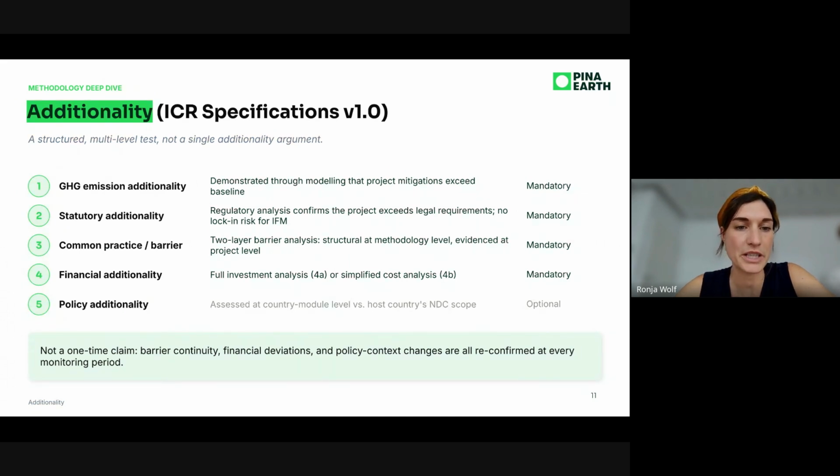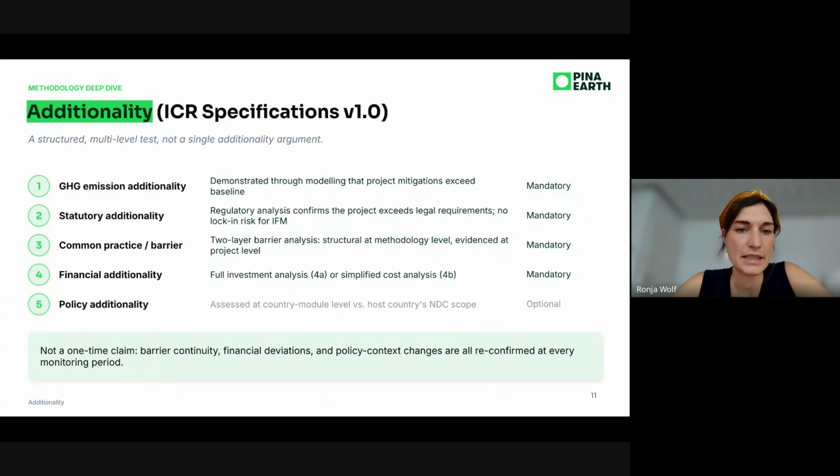This is a project-specific test. And then there is a general methodology level argumentation that there's no lock-in risk coming from the project, which is justified by the nature of IFM practices being reversible and incremental. So basically, there's no lock-in risk for this kind of methodology or for this kind of project, already defined at methodology level. Then we have a common practice or barrier analysis.